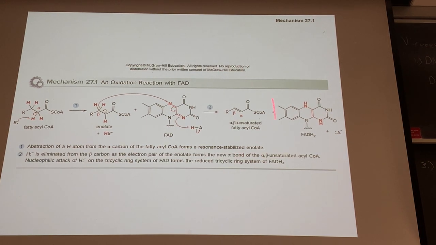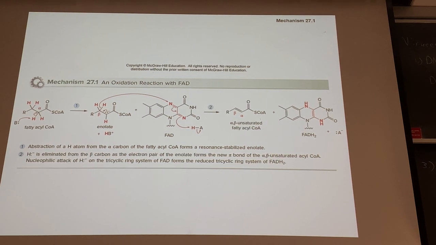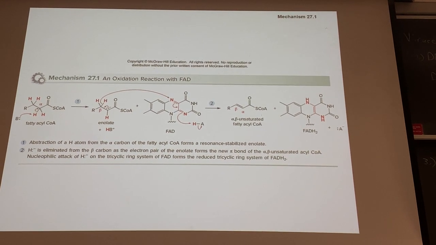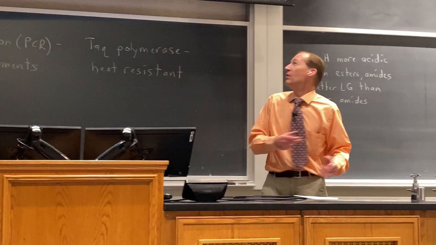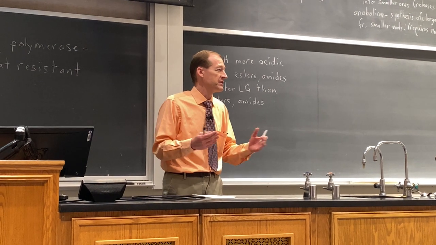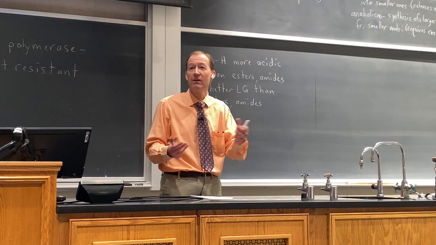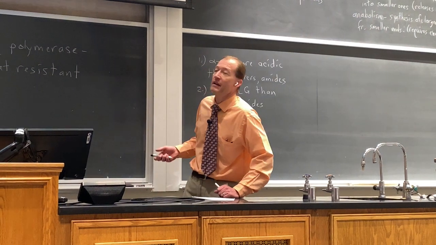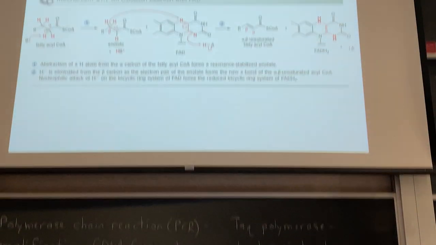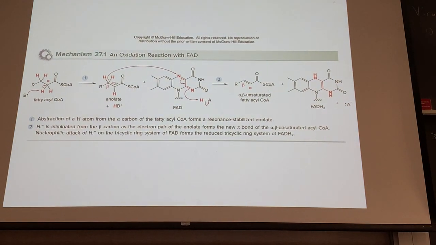So that's going to give us our alpha beta unsaturated fatty acyl coenzyme A derivative, alpha beta unsaturated thioester, and then the reduced form, the FADH2. So in general, in nature, NAD plus is going to oxidize alcohols, whereas FAD is going to oxidize other functional groups. Okay, so usually we'll see NAD plus for alcohol oxidations, FAD for oxidations of other functional groups, such as in this case, oxidizing a carbonyl compound to an alpha beta unsaturated carbonyl compound.